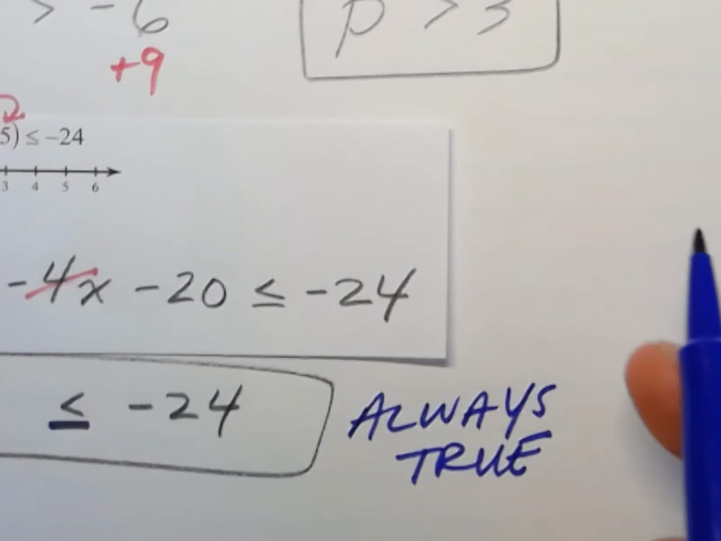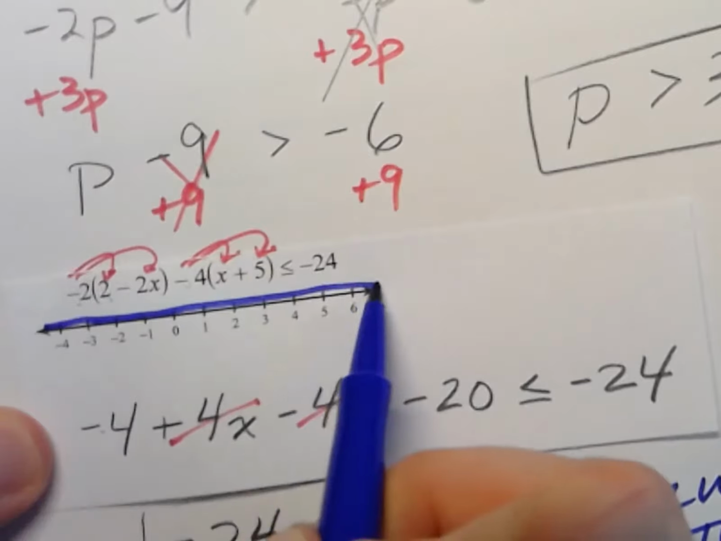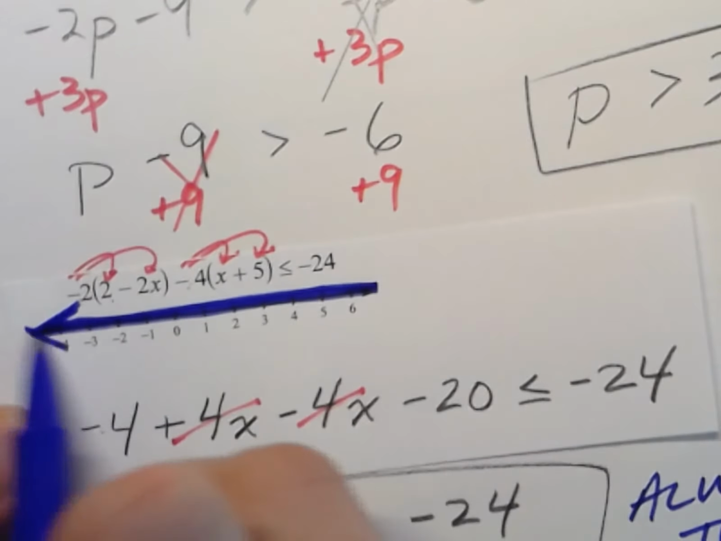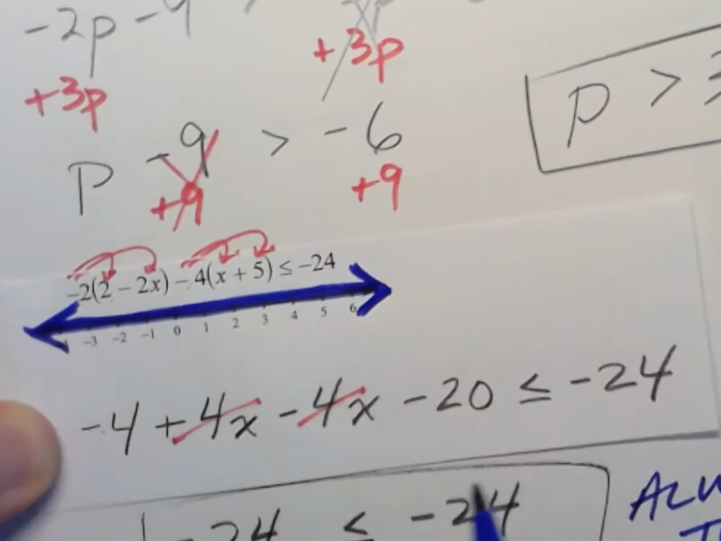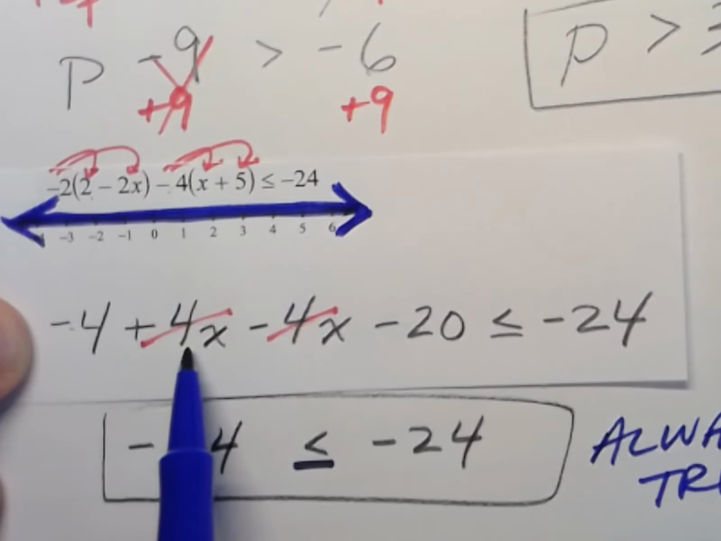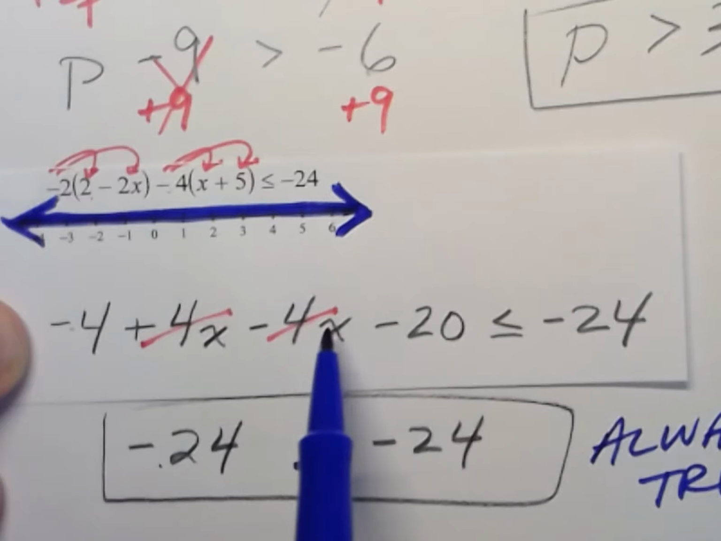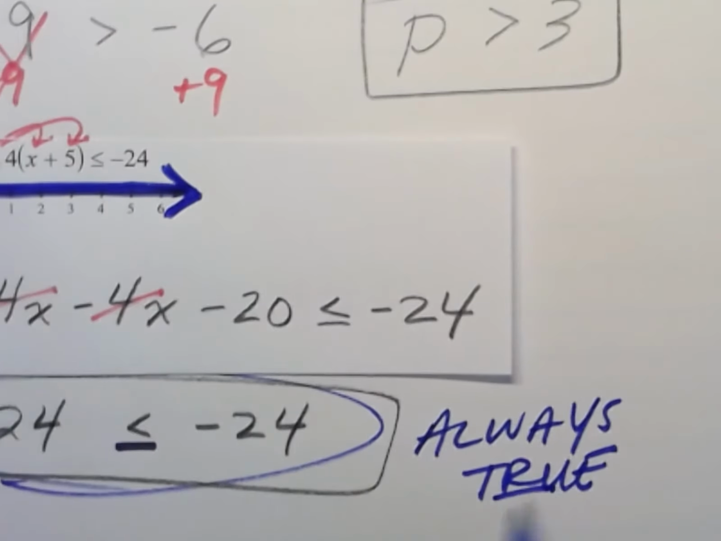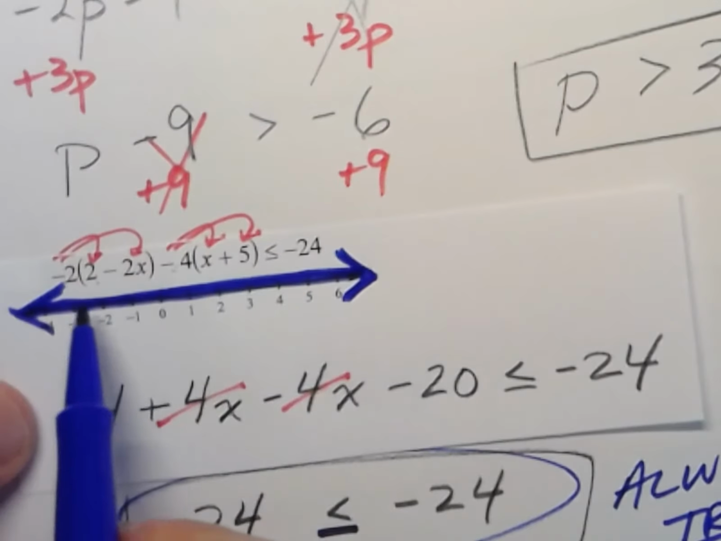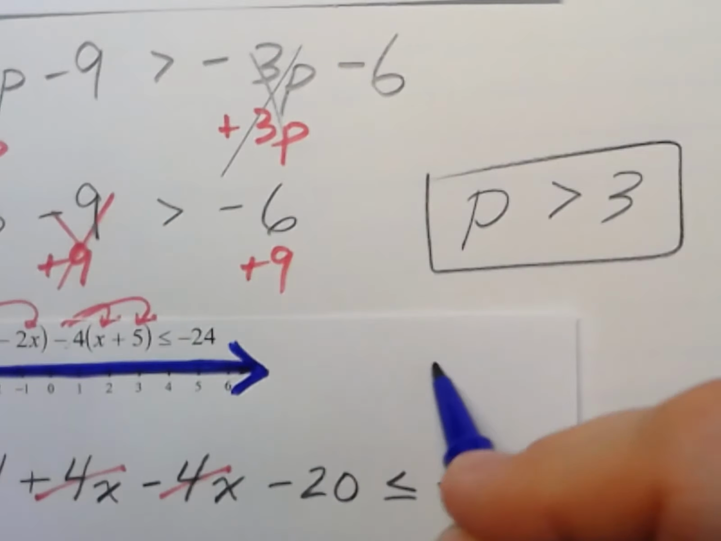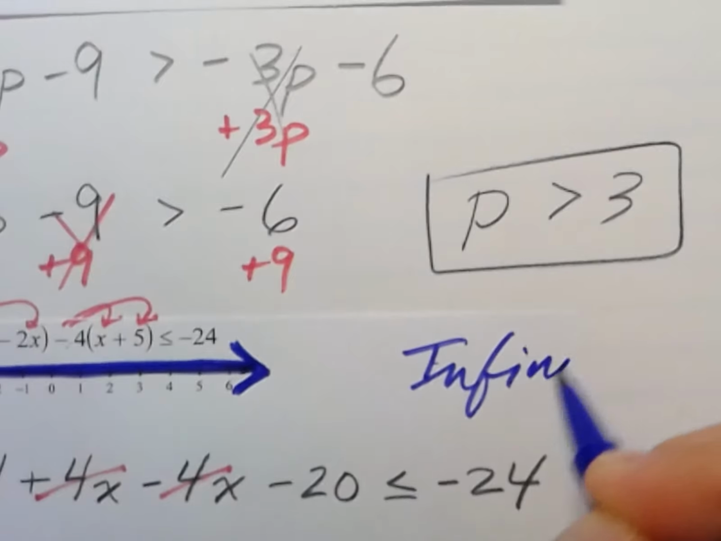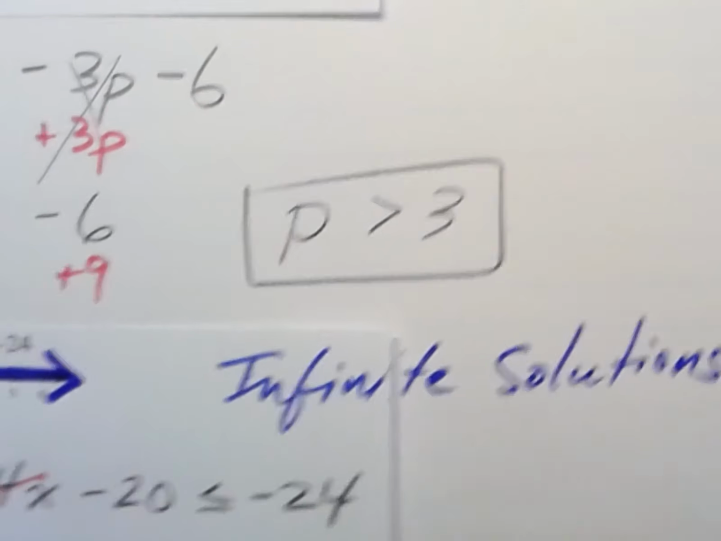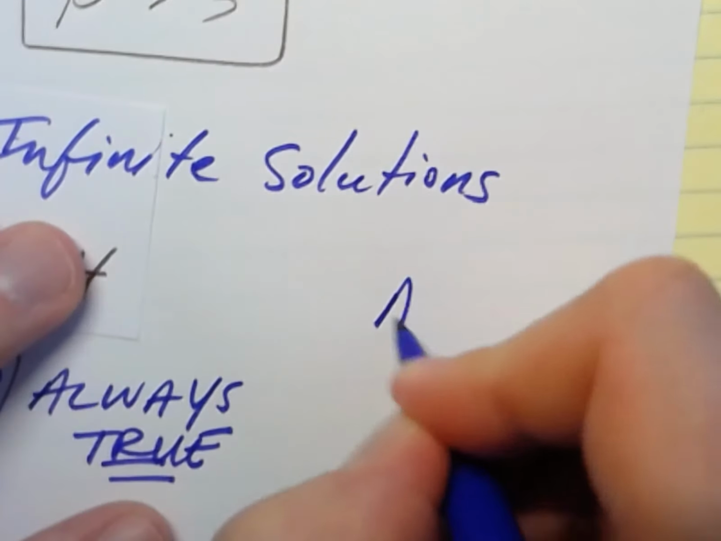So what does that mean about the solution? The solution is everything, because no matter what you plug in, it is actually going to give you the same 4x and negative 4x. They're still going to cancel, and you're still going to end up with this same statement, which is always true. Okay? So because they're all solutions, this is infinite solutions. And what we say is all real numbers.